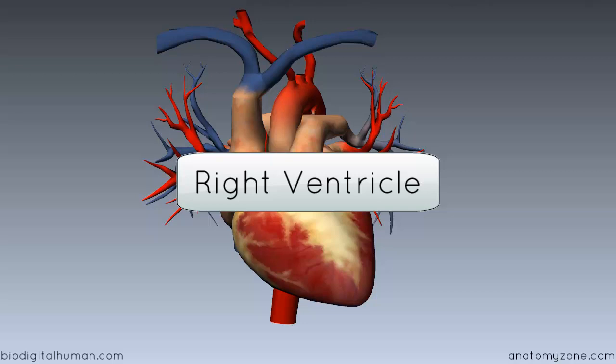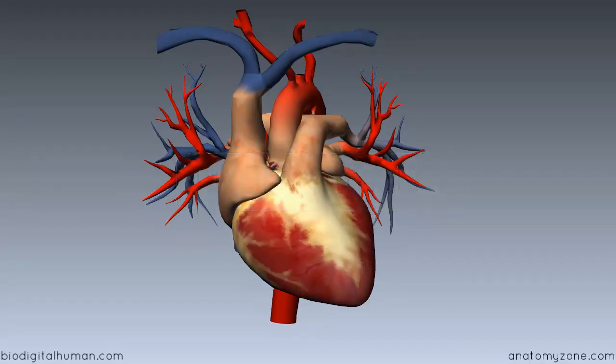Okay, so now we're going to take a look at some of the features of the right ventricle. You can see in the anatomical position, the right ventricle here actually forms a lot of the anterior surface of the heart because of the way that the heart is angled in the mediastinum.